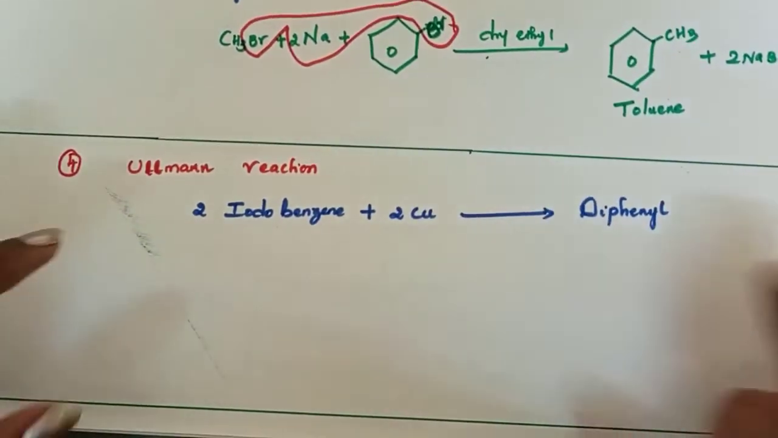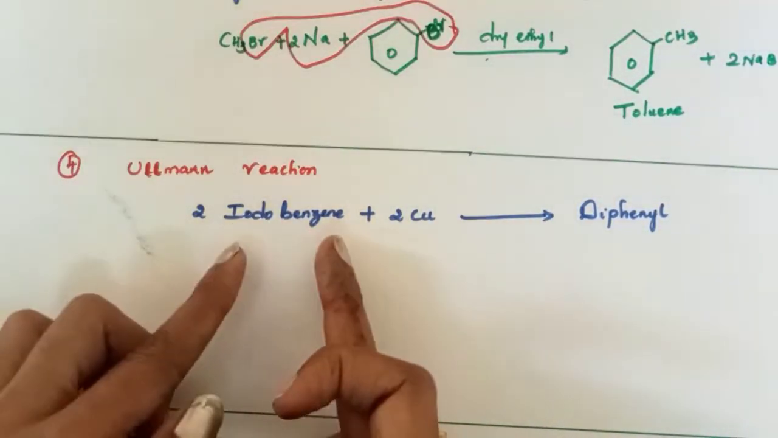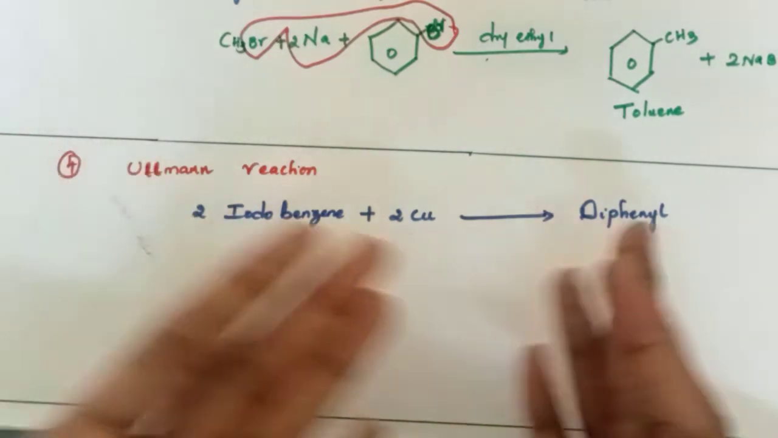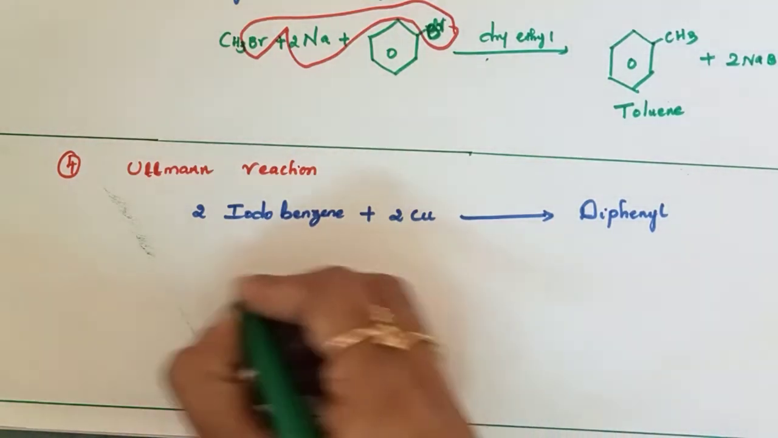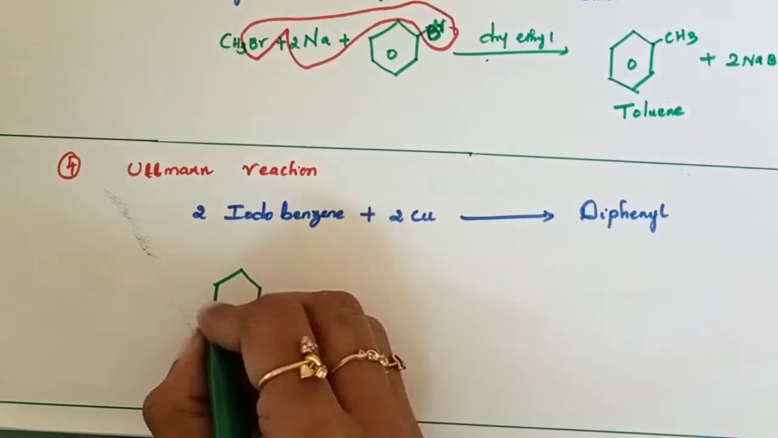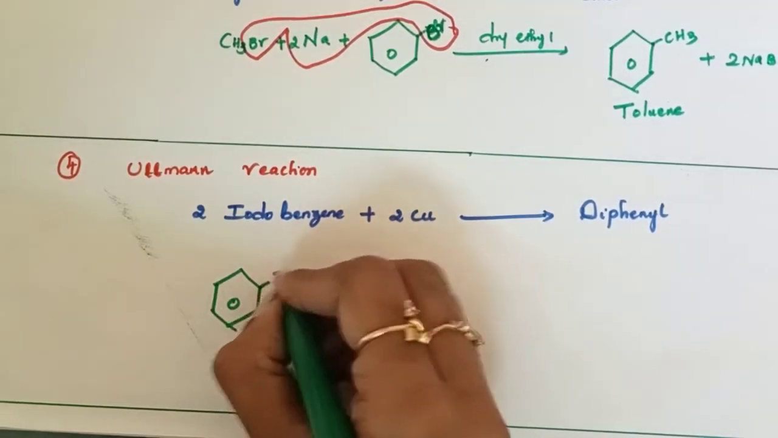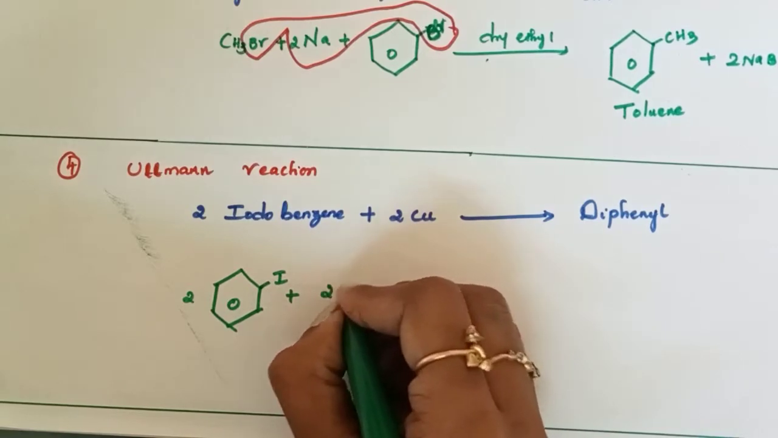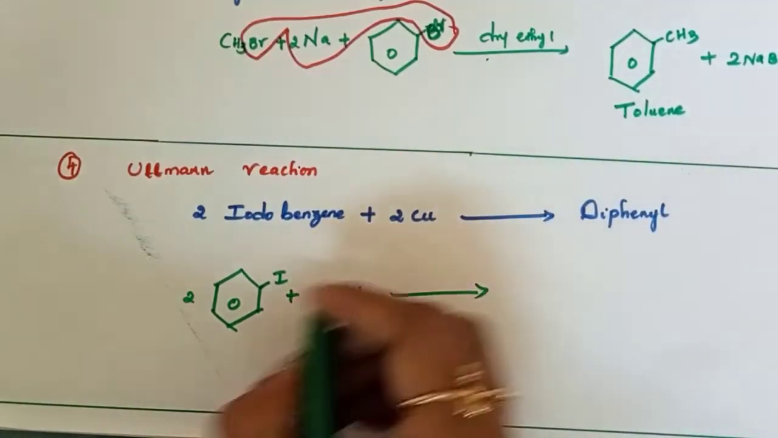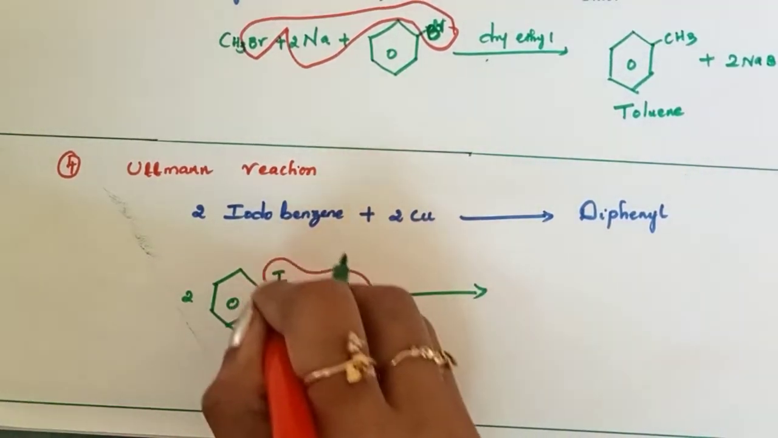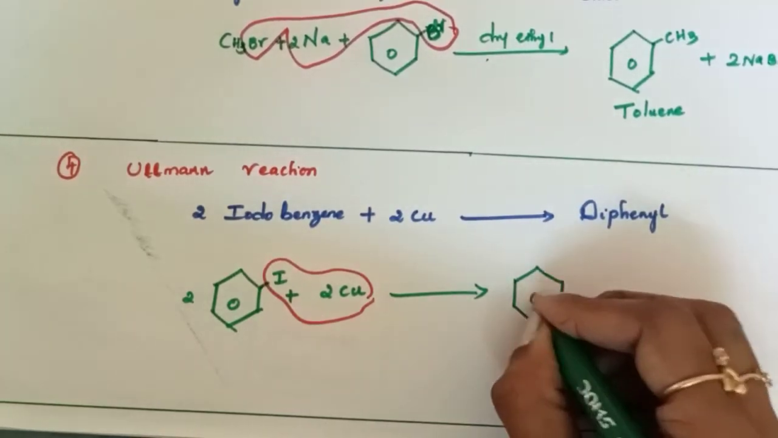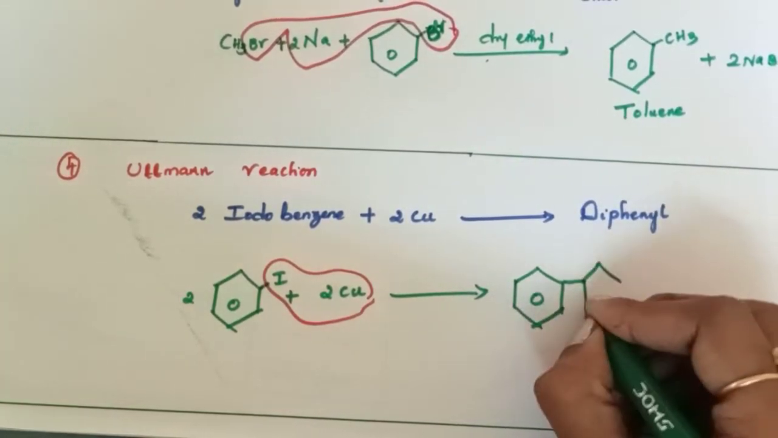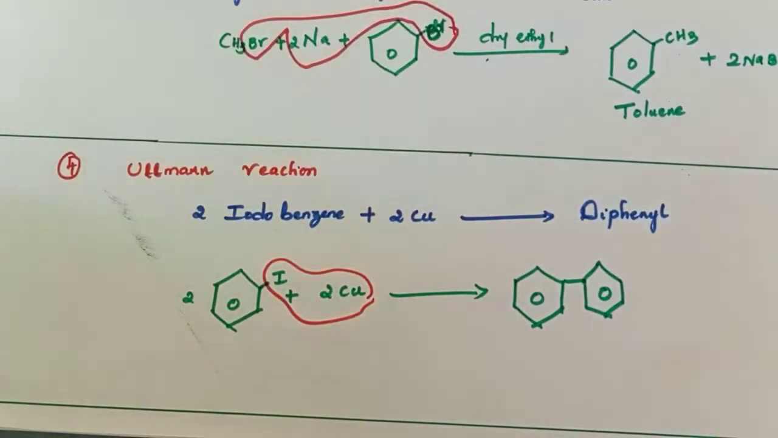The next, fourth reaction which is Ullmann reaction. Here two molecules of iodobenzene which on reaction with copper powder will give biphenyl compound. Iodobenzene which on reaction with copper powder, we get biphenyl compound.